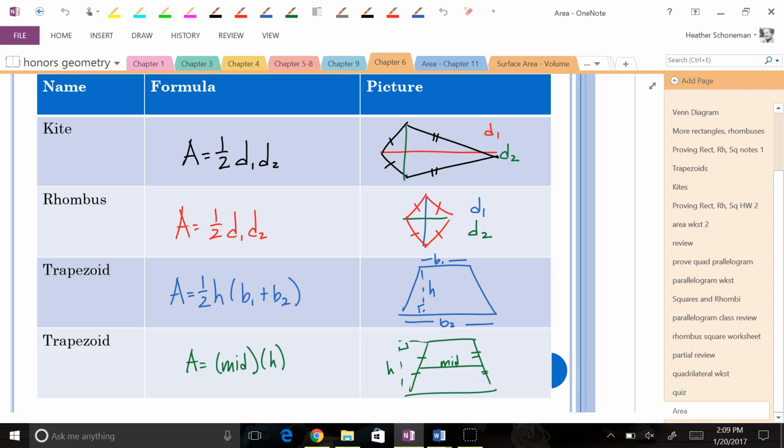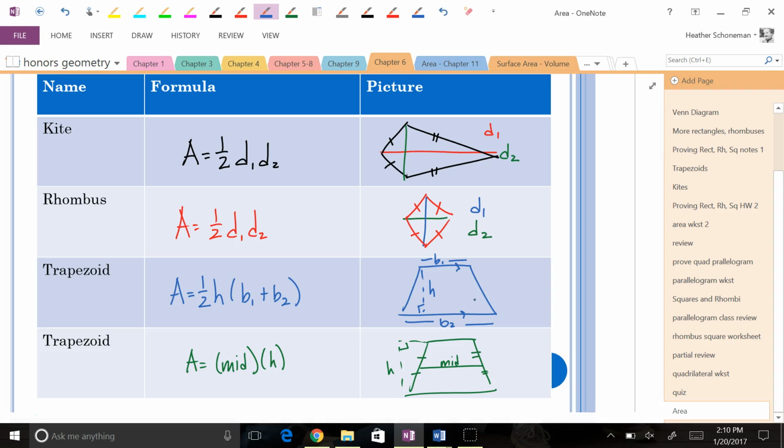And the bases, remember, are the parallel sides. Forgot to mark that, so I'll add that into my picture. The height forms a right angle with the base, so you know it's definitely the height. Now, if you look at that formula for the area of a trapezoid, it looks pretty familiar. If I take the height out, you should recognize it as the formula for the length of the midsegment. So another way to rewrite that is the midsegment times the height.